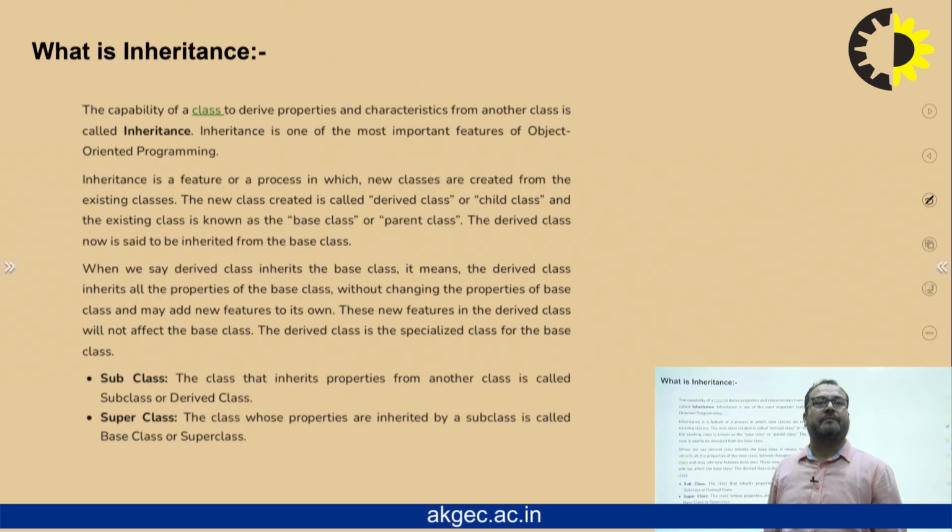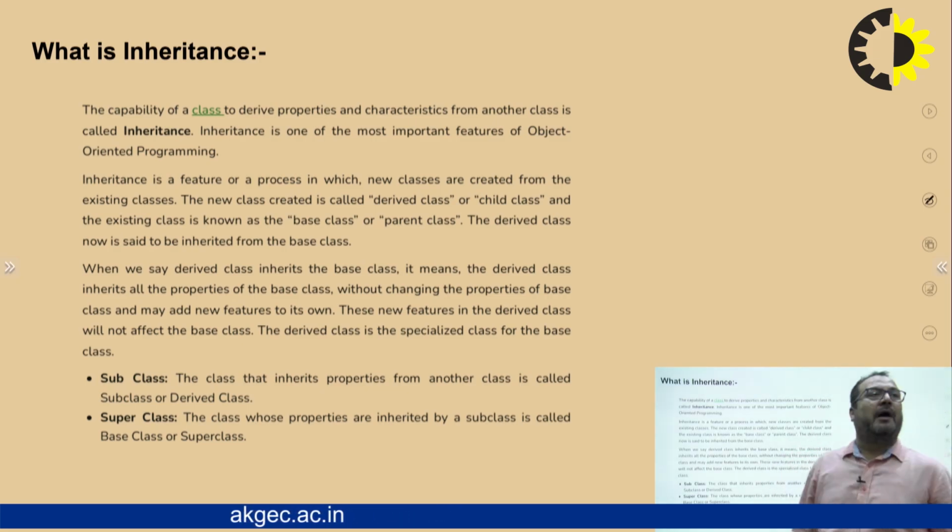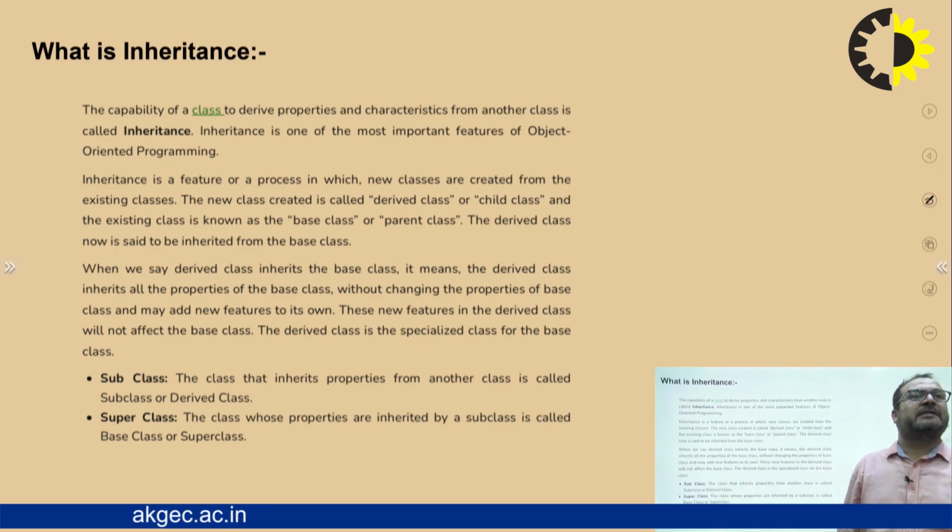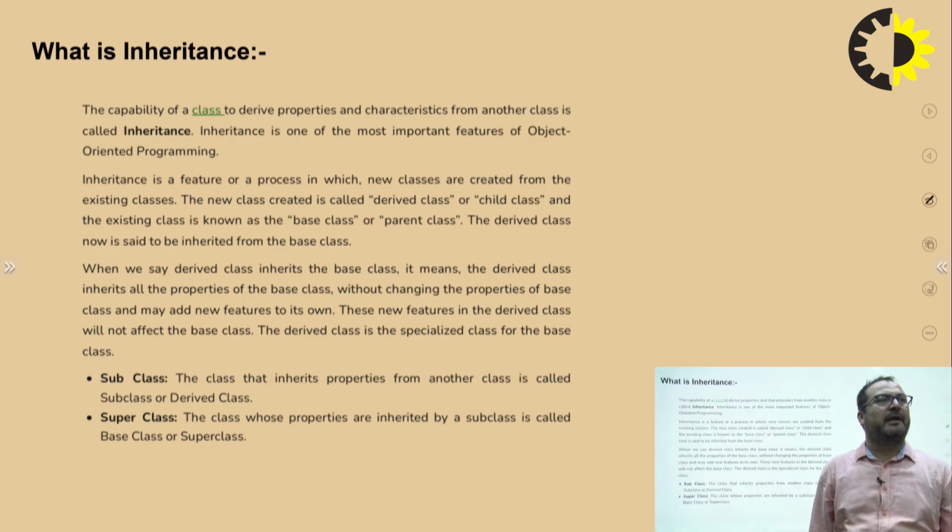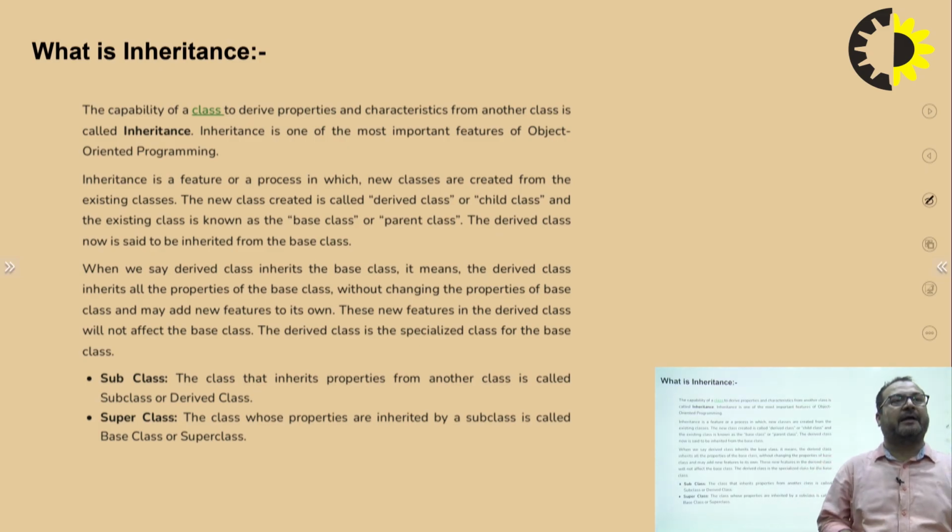The capability of a class to derive properties and characteristics from another class is called inheritance. Inheritance is one of the most important features of object-oriented programming. It is a process in which new classes are created from an existing class. The newly created class is called the derived class or child class, and the existing class is known as the base class, parent class or superclass. The derived class is said to be inherited from the base class.